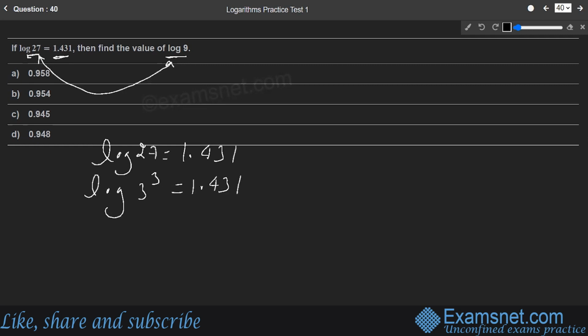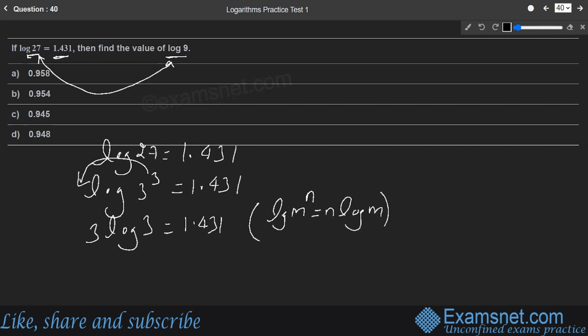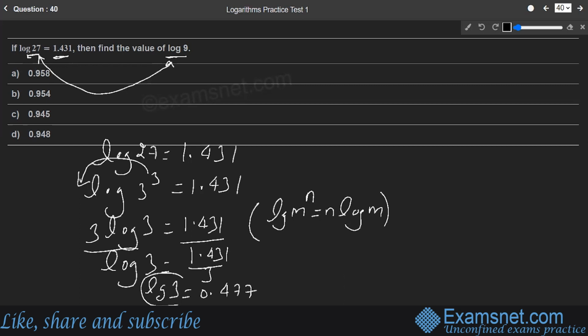We can use the property log m to the power n is n log m, so this 3 can come in front. We ultimately get 3 log 3 is equal to 1.431. This is the property that has been used here. Obviously this 3 can go to the other side in divide form, so log 3 is equal to 1.431 divided by 3, which is nothing but 0.477. So the log 3 value comes out to be 0.477. This is the first thing that we achieve.